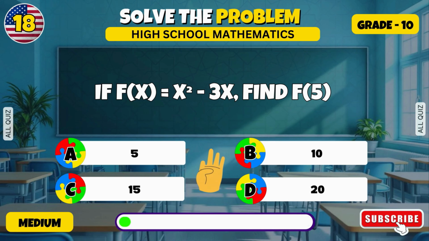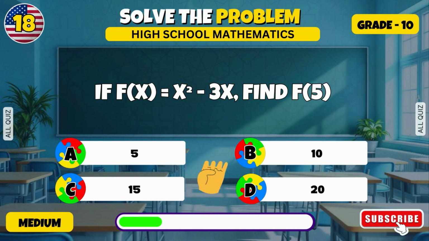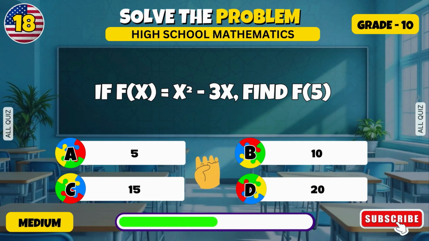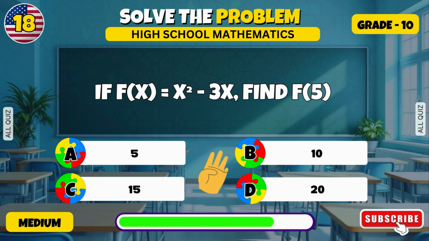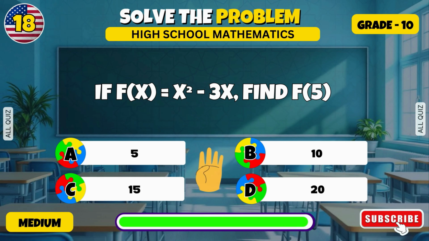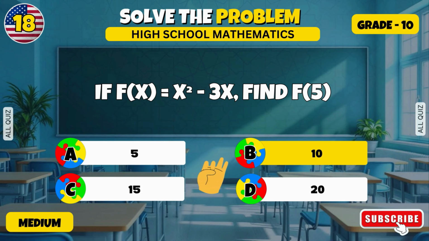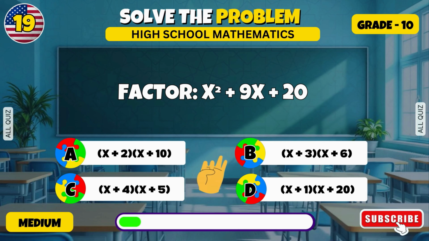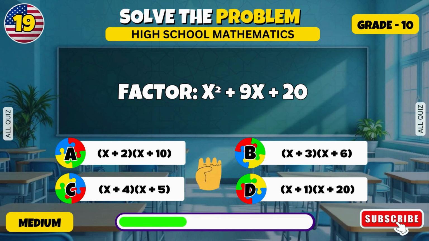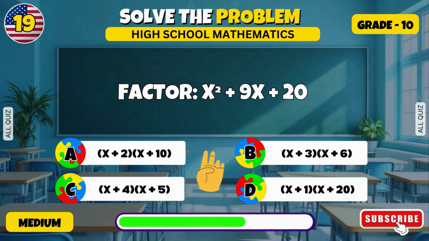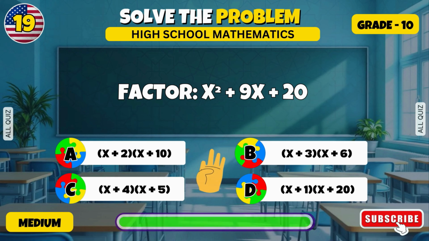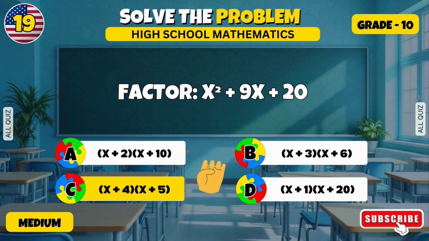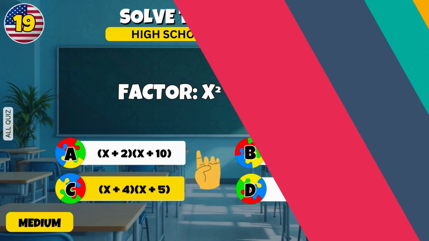Function evaluation. If f of x equals x squared minus 3x, find f of 5. Correct! The answer is 10. Can you factor this? x squared plus 9x plus 20. You got it! The answer is (x plus 4)(x plus 5).